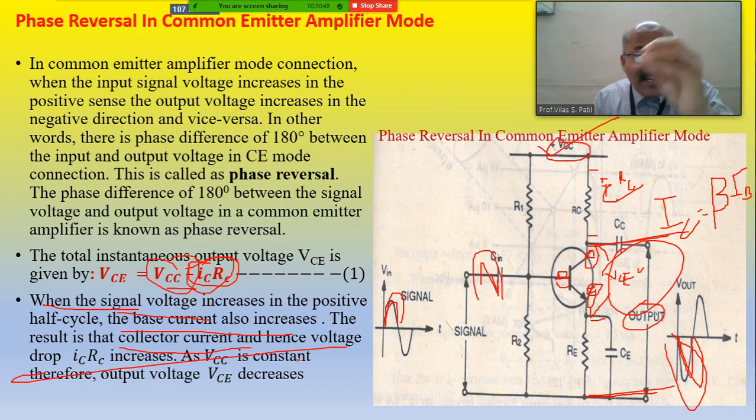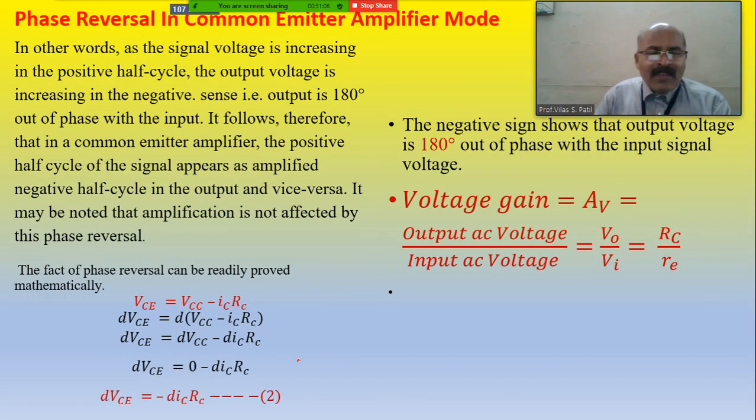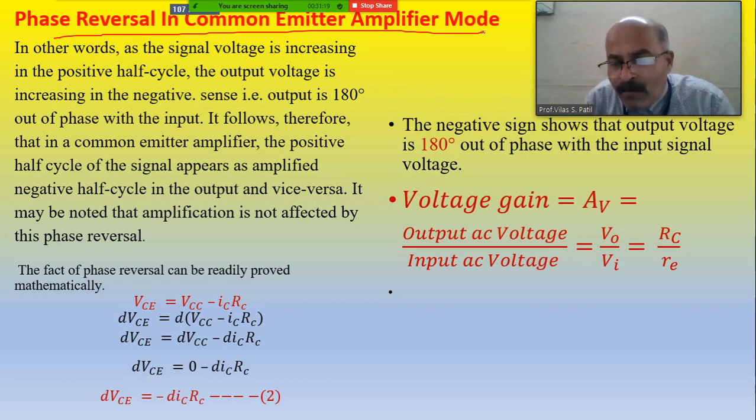There is an alternative method to show the introduction of the 180-degree phase shift between input and output, and that method will be shown in the next slide. Here, see here friends, that is the phase reversal in common emitter transistor amplifier mode.